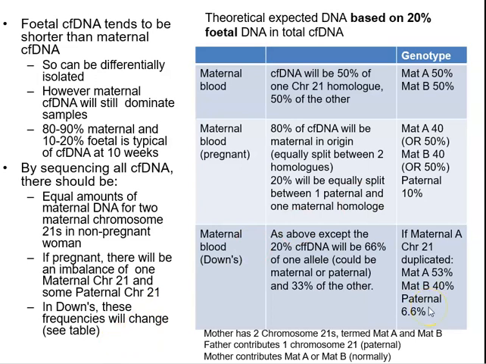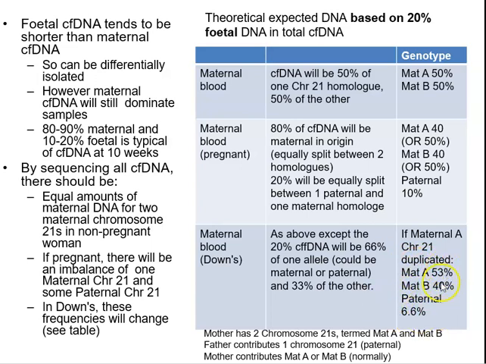Now, if we have a situation where we're looking for Down syndrome, and let's assume that it's the maternal chromosome 21 that has been duplicated, when we do the maths, this is what we actually see. We would see maternal A 53%, maternal B 40%. Now we know maternal B is going to be 40% because 80% of the DNA is going to be maternal, half of it should be, let's say, maternal B. What we've got here is the additional 20% that is the fetal DNA. Now that should be made up by one of the chromosome homologs and the paternal.